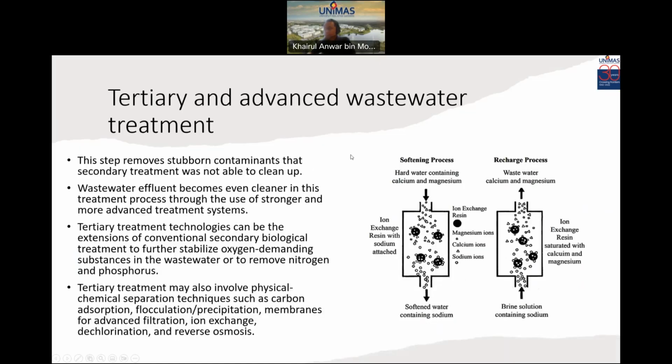The last is tertiary or advanced wastewater treatment. This step removes stubborn contaminants that secondary treatment was not able to clean up. Wastewater effluent becomes even cleaner in this treatment process through the use of stronger and more advanced treatment systems. Tertiary treatment technologies can be the extension of conventional secondary biological treatment to further stabilize oxygen-demanding substances in the wastewater or to remove nitrogen and phosphorus.